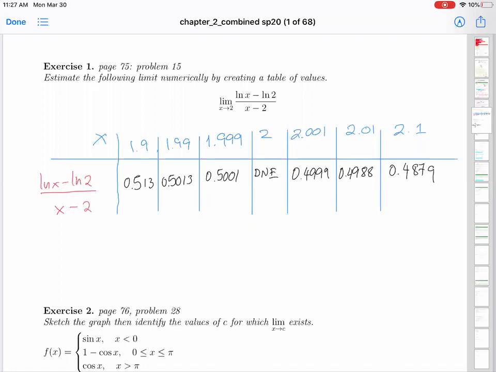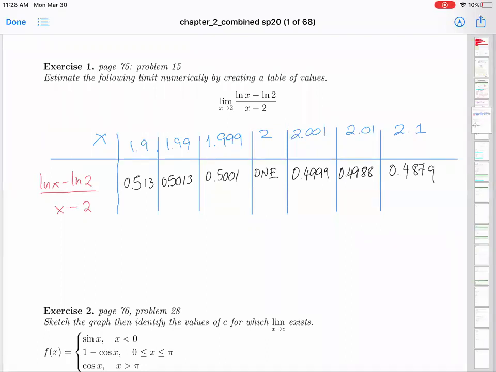So this is the first exercise. This exercise asks you to find the limit of this function when x goes to 2 numerically. That means you have to use a table of values. So you can create tables of x values and y values here, right? The x values are the values that are close to 2 from the left and close to 2 from the right. And I pick 3 values from the left and 3 values from the right.